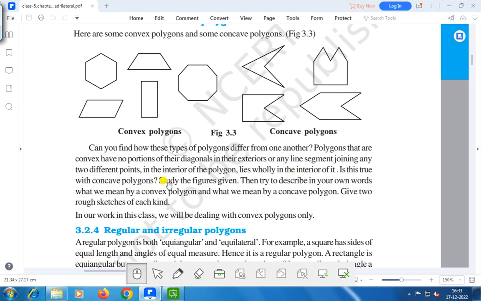Is this true with concave polygons? Study the figures given. Then try to describe in your own words what you mean by a convex polygon and what you mean by a concave polygon. Give two rough sketches of each kind.